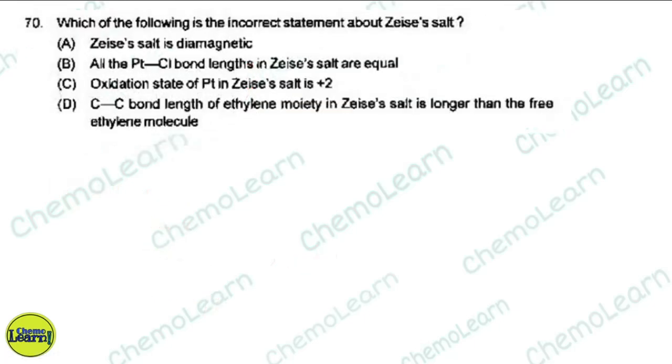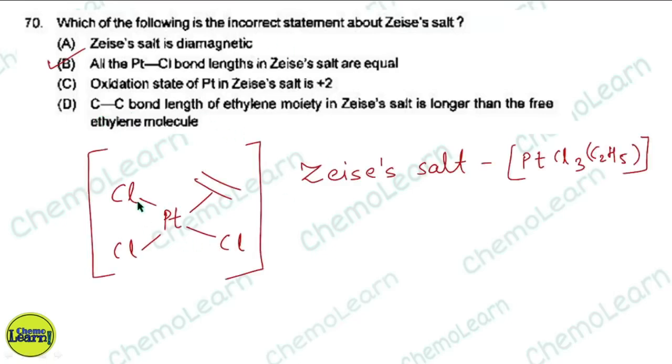Question number 70, which is the last one. Which of the following is the incorrect statement about Zeise's salt? Zeise's salt is diamagnetic. All the Pt-Cl bond lengths in Zeise's salt are equal. Oxidation state of platinum in Zeise's salt is +2. Or the carbon-carbon bond length of ethylene moiety in Zeise's salt is longer than the free ethylene molecule. So this is our Zeise's salt, which has the formula K[PtCl3(C2H4)]. Here all the Pt-Cl bond lengths are not equal, so option B is the right one.